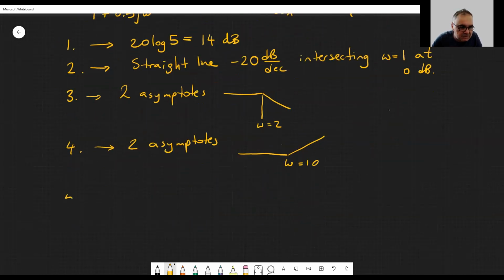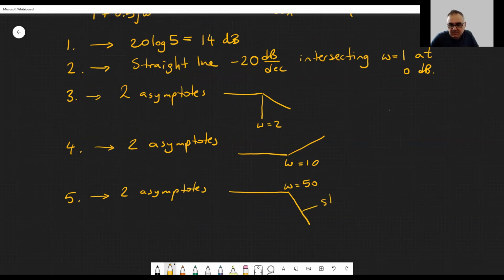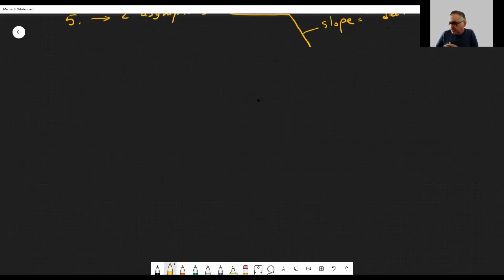And the fifth one again has two asymptotes, which is like this. Then it has a slope of minus 2, and the omega here is equal to 50, omega n. The slope is minus 40 dB per decade. Okay, so if I copy and paste them from the book, it will be a better picture, I hope.